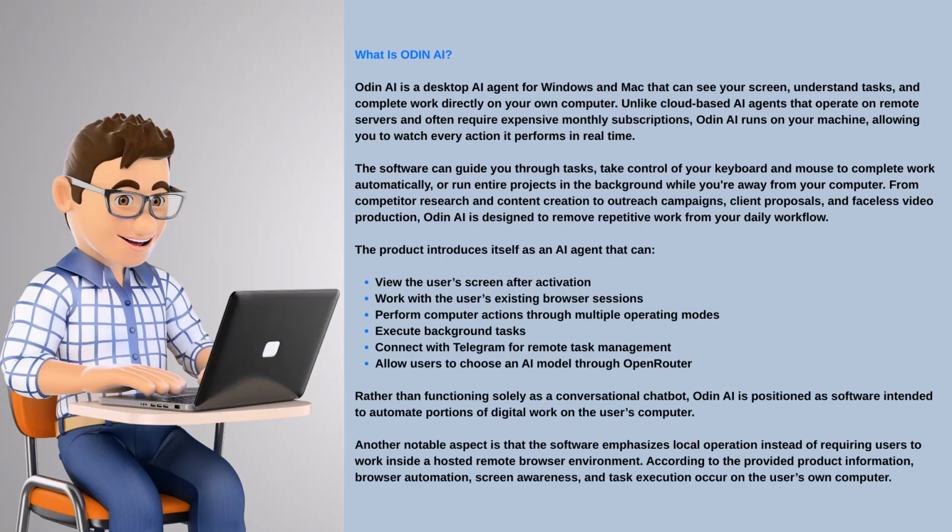Odin AI comes with 3 powerful working modes. Guide mode walks you through tasks step by step. Act mode takes over your mouse and keyboard to complete jobs automatically. And its most impressive feature, Background Agent Mode, lets you assign a task and simply walk away while the AI finishes everything for you. Whether it's creating client proposals, researching competitors, planning content calendars, building outreach campaigns, or even producing complete faceless videos, Odin AI is designed to remove the work instead of just helping you with it.